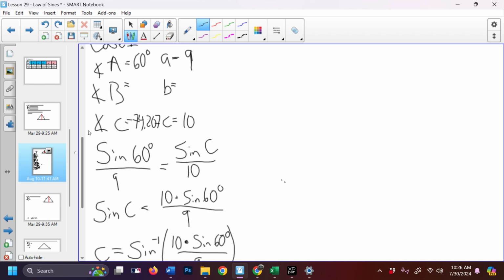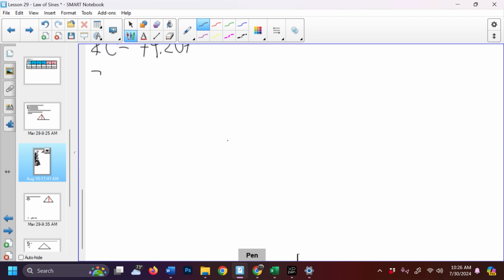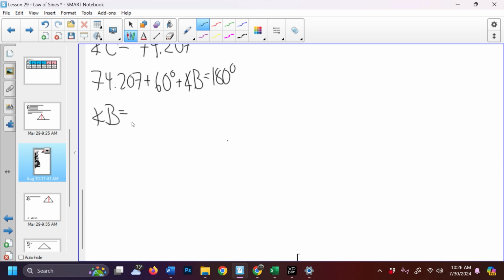And what I want to do here is I'm going to unfortunately have to use a derived answer. And again, we're going to use the triangle sum theorem and say that the sum of these three angles has to be 180 degrees. 74.207 plus the 60 degrees plus angle B has to equal 180 degrees. And so let's just subtract both of those from 180 and get angle B by itself. And we can do that in Desmos.